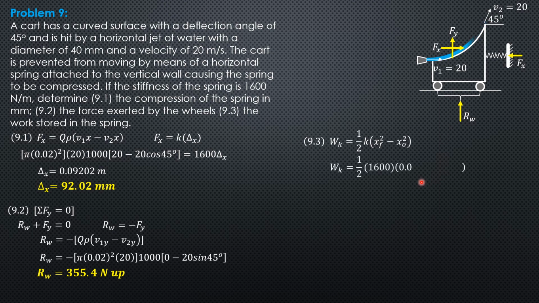So 1/2 of 1600 times quantity 0.09202 squared minus 0 squared. So in Newton meter, that is 6.774 Newton meter.